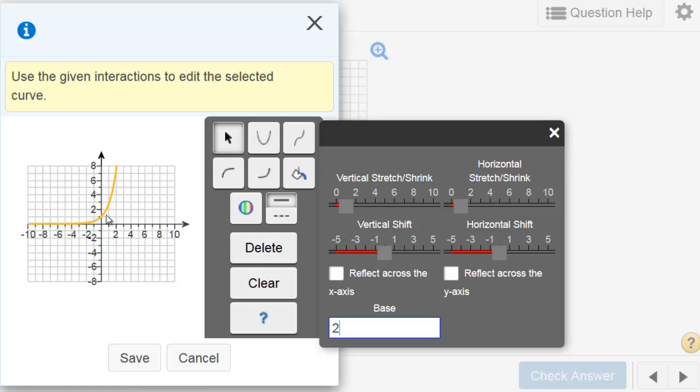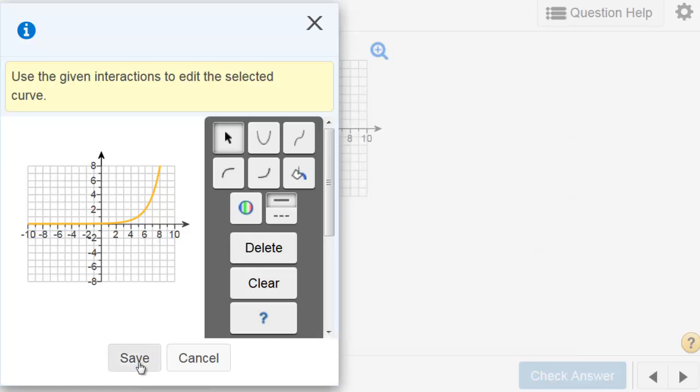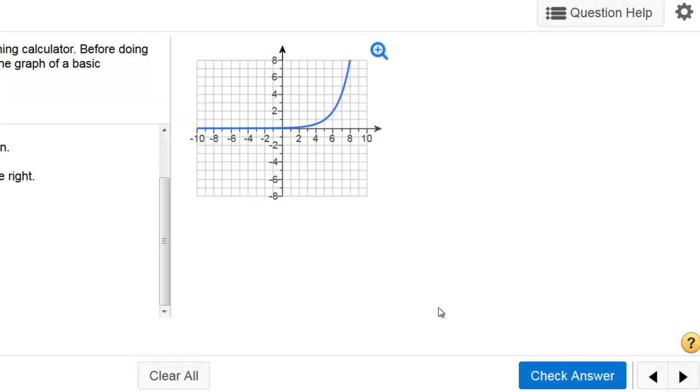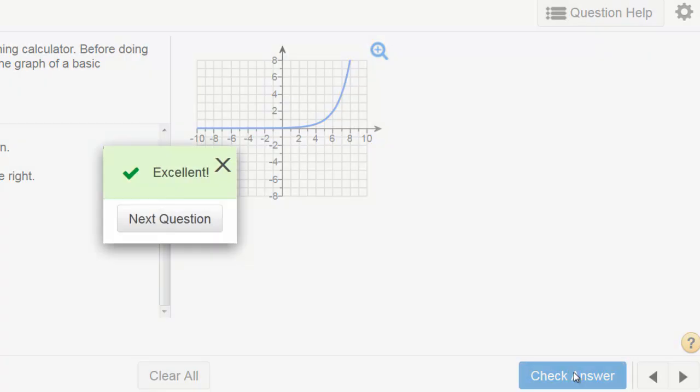Now to shift, notice how the graph moves when we move this slider. It moves to the right when we slide in the positive direction. It moves to the left when we slide in the negative direction. If we want to indicate that it's a transformation 5 units to the right, then it's a horizontal shift of plus 5. There's no reflection here. I'm just going to leave it with the horizontal shift of plus 5 with a base of 2. Close this out and then click Save. Then we'll check the answer and see if it gives us credit. All right. Excellent indeed. Let's move on to the next question.